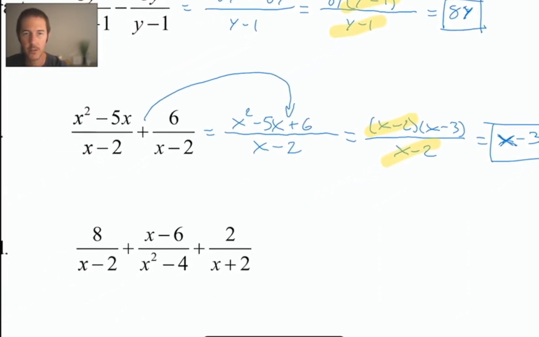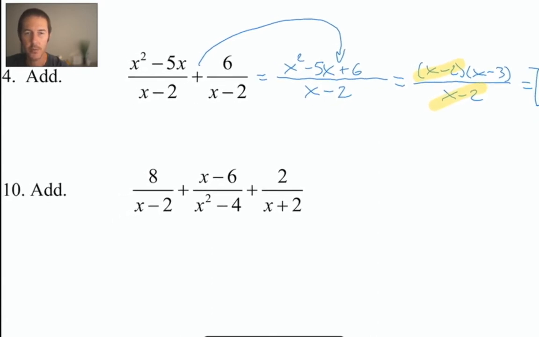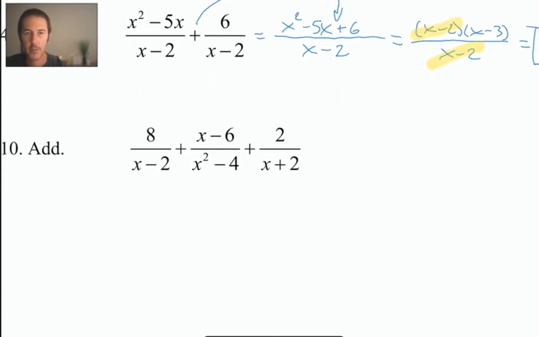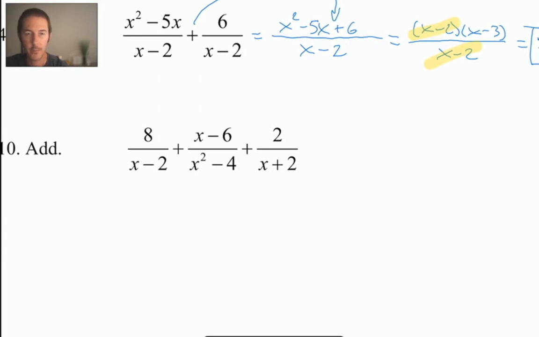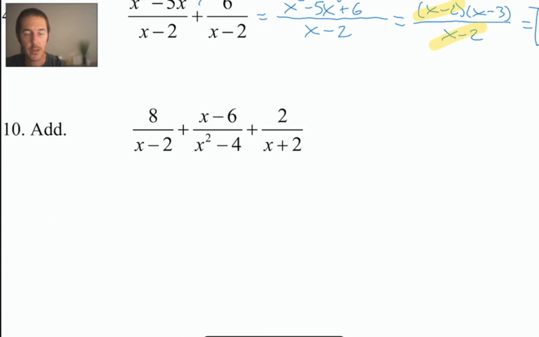But again, another great illustration of why we spent so much time previously on factoring, because here we need to be using it again. Alright, in our next problem, we do not immediately have common denominators. However, they look pretty similar. I will remind you that the middle denominator is a difference of squares, and if you factored it, you would get x plus 2 times x minus 2.